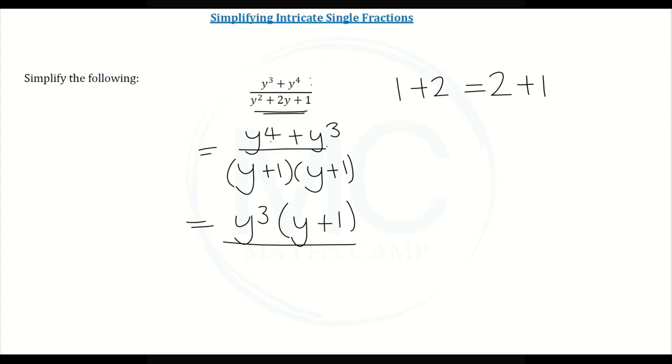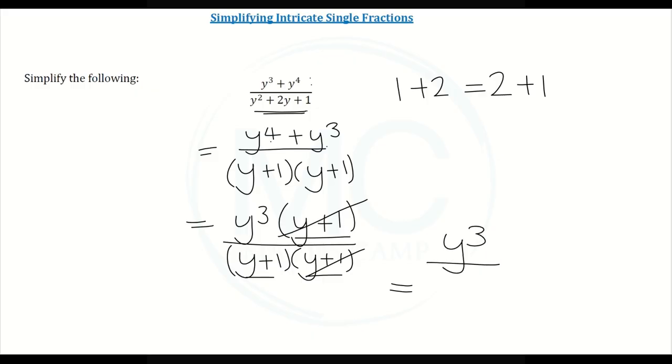Now I can fill in my brackets for the denominator, y plus 1 and y plus 1 again. Now I have a bracket of y plus 1 in the numerator and 2 in the denominator. And in this case, I can cancel the bracket in the numerator with 1 bracket in the denominator. I'm going to cancel it with this one over here, but it's entirely up to you because they're exactly the same. And we are left with y cubed over y plus 1.